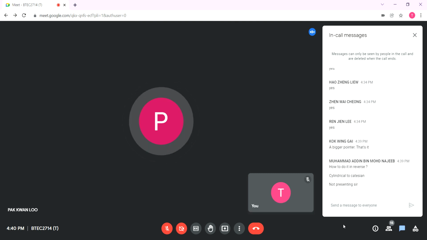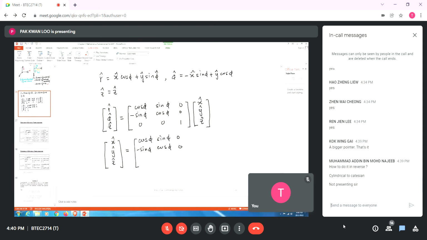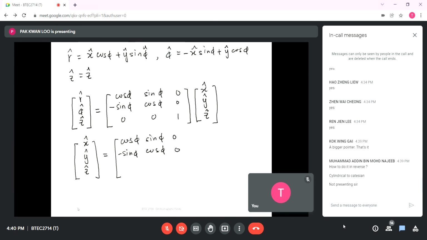Sorry, I forgot to share screen. Yep. So you can do an inverse matrix. As I said just now, I have presented to you the matrix representation. So you can do an inverse matrix of this. For example, this is the inverse matrix. So this is one way. You still get the answer by inverse matrix.